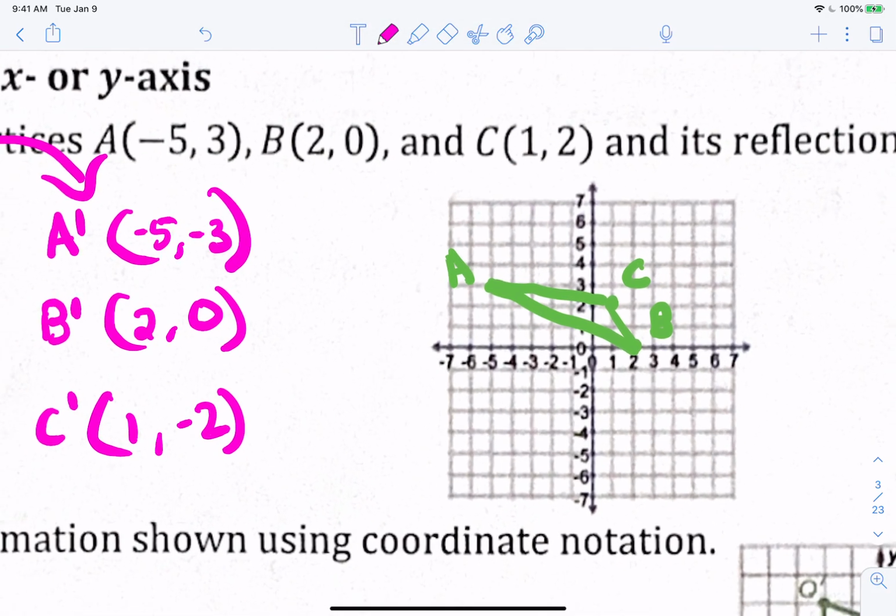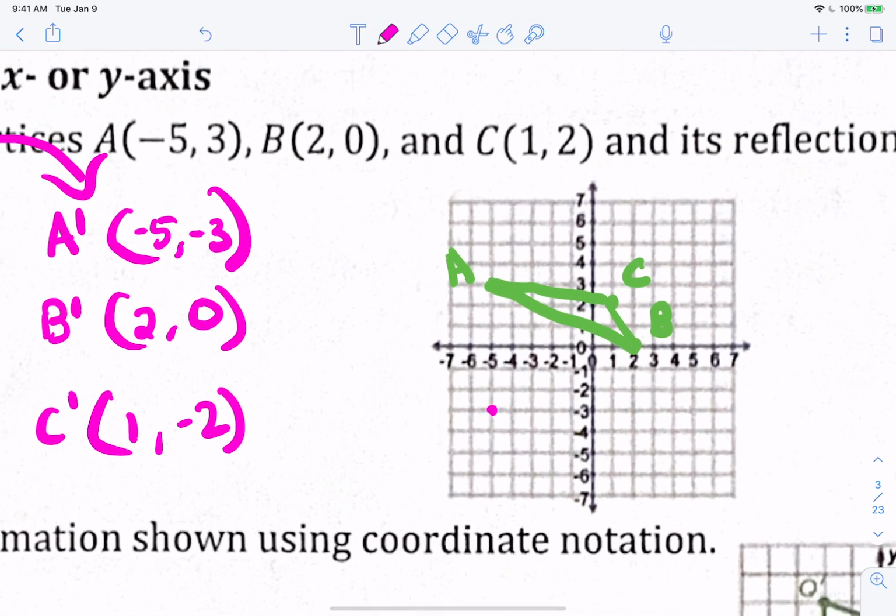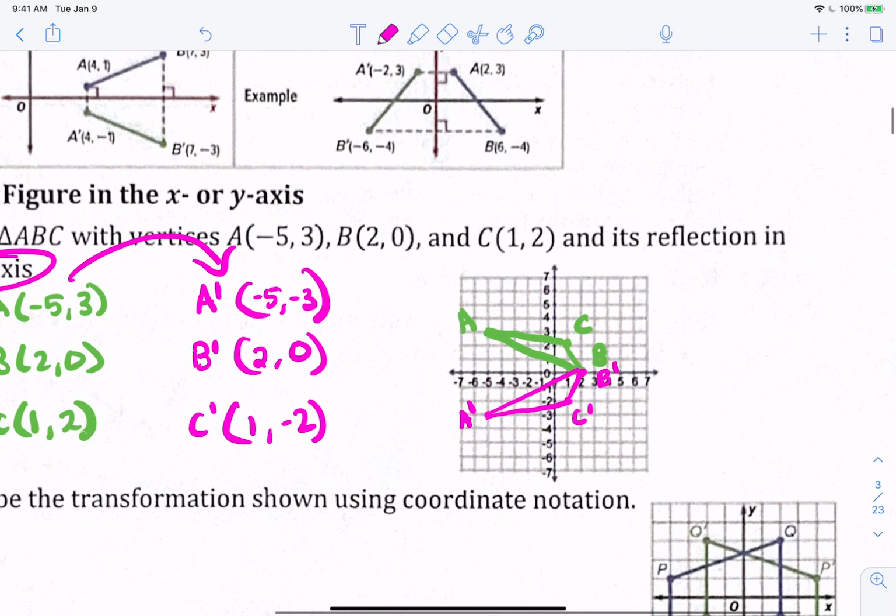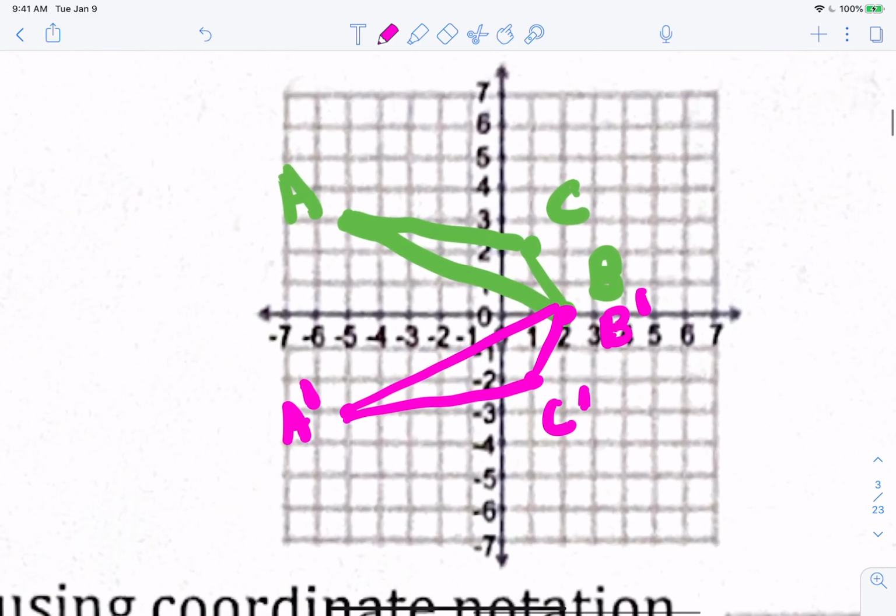Okay, the other one is -5, -3. That's A prime. B prime stays as 2, 0, and C prime is 1, -2. So this is what he looks like, and that is reflected across the x-axis.